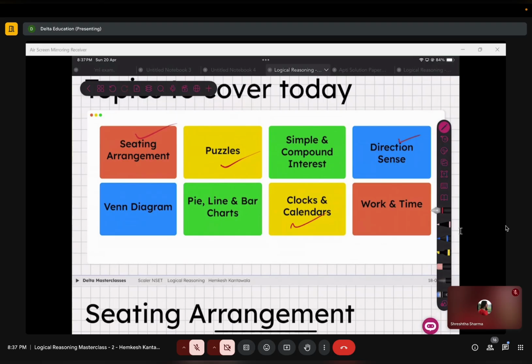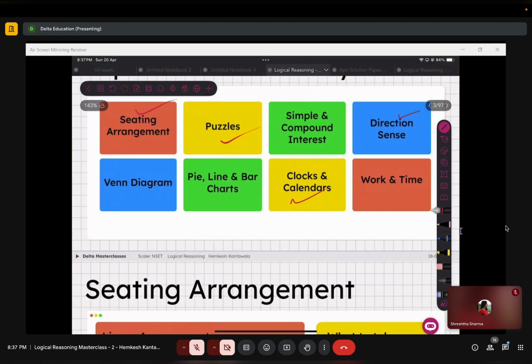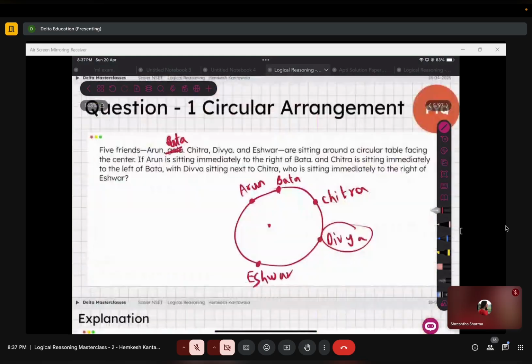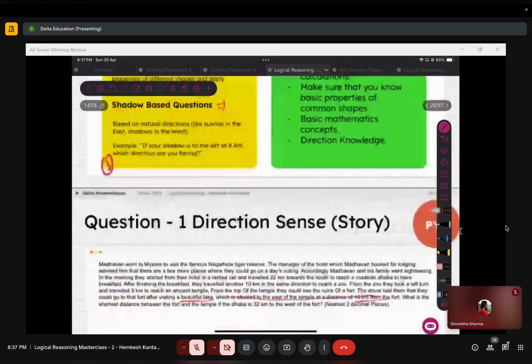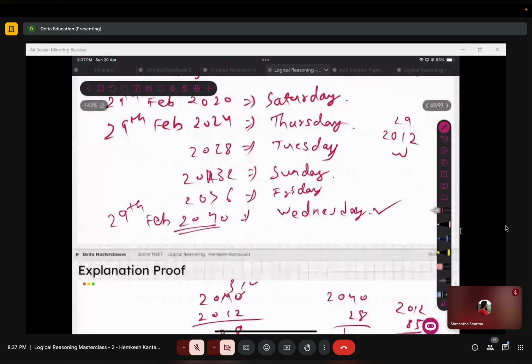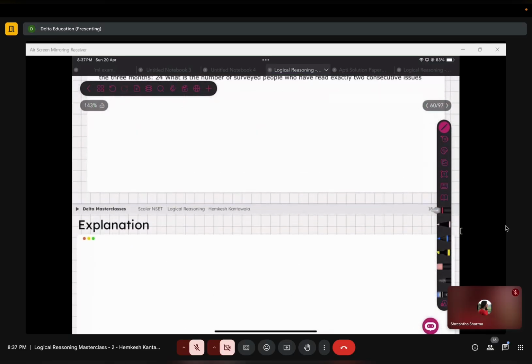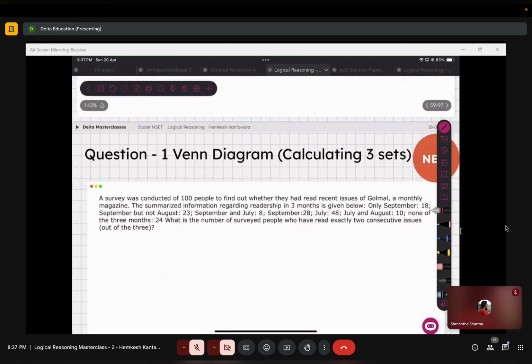So first of all, we would cover these 4 topics. Work and time is done. Currently going on with Venn diagram. Next would be simple and compound interest and pie, meaning charts. Apart from that, we would cover coding-decoding if the time permits, and some more profit and loss topics. So we would try to cover at least 6 topics in this class.